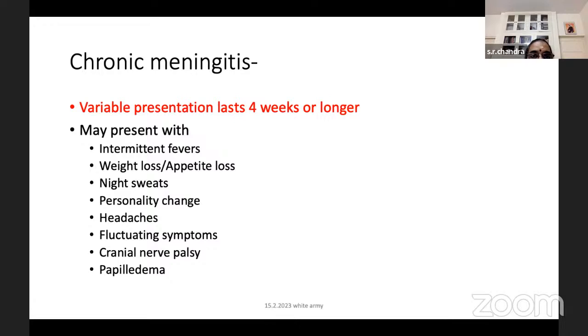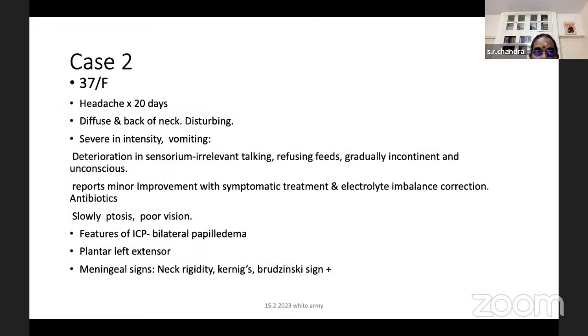So next we will come to chronic meningitis. This is meningitis of more than 4 weeks duration. We saw acute meningitis, which is a few days, whether it is viral or acute bacterial infection. So now what are the features of chronic meningitis? When the meningitis is more than 4 weeks, we call it chronic meningitis. Intermittent fever, weight loss, appetite loss, night sweats, personality change, headache, fluctuating symptoms, cranial nerve palsy, and papilledema. So these are features of chronic meningitis.